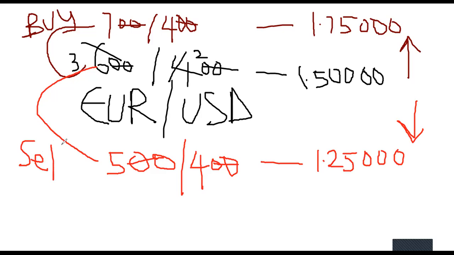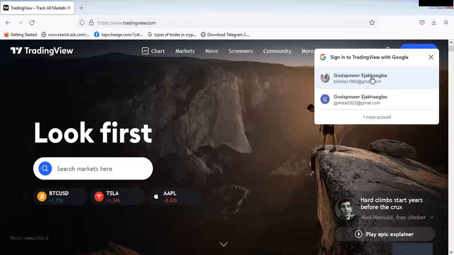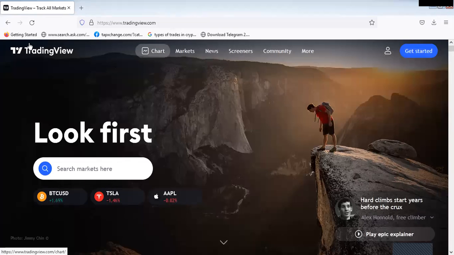Let me explain to you further what I mean by all this in TradingView. Let's go to TradingView. TradingView is a platform that technical traders use. You can see it is requesting if I should sign in with any of my Google accounts. So once you come to TradingView, I'll talk about TradingView tomorrow. You can see these are the latest updates about Bitcoin. BTC/USD has boosted by plus 1.69 percent. So let's come here, click on chart.